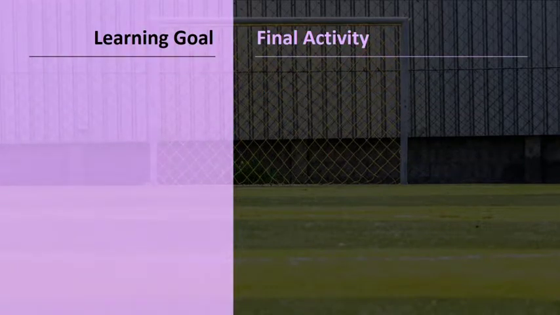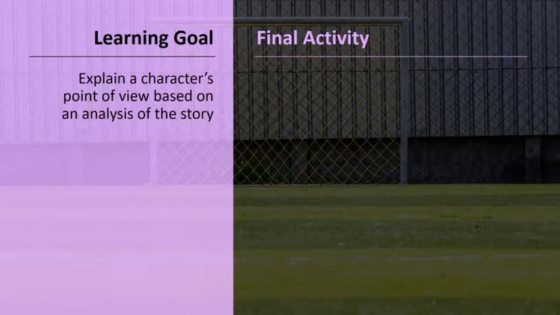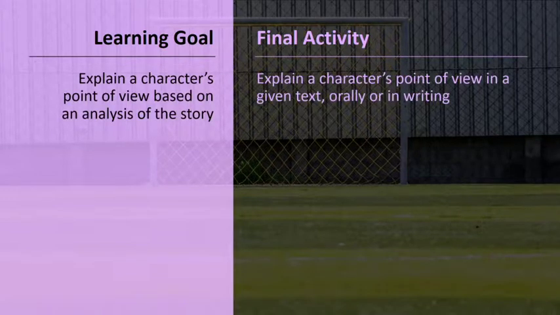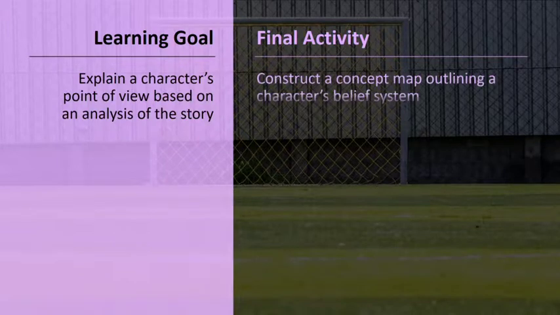As a final example, if a teacher wants to know if students can explain a character's point of view based on the analysis of a story, then an instructional activity asking students to explain the character's point of view in a given story, orally or in writing, would provide good evidence of learning. But having students construct a concept map outlining a character's belief system would not. This example differs in both content and performance demand.